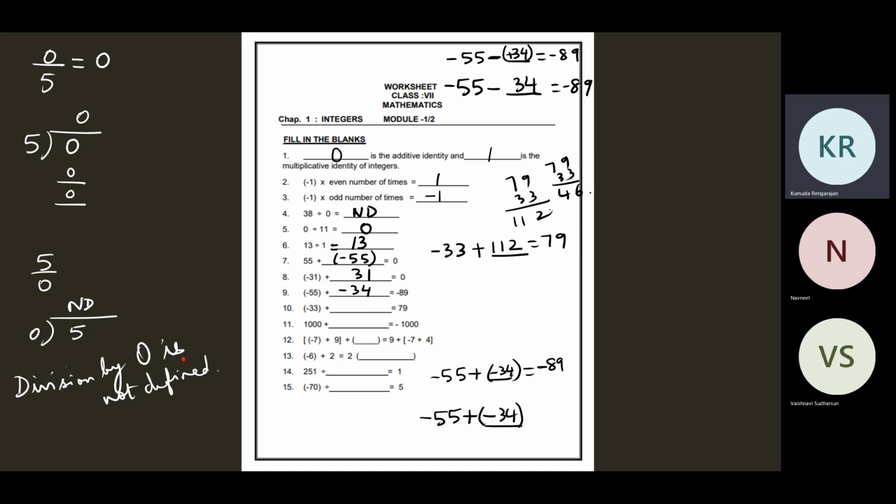Add the two numbers, subtract the two numbers. So you get the absolute value. It's called the absolute value. Then you'll have to fix the sign, plus or minus.